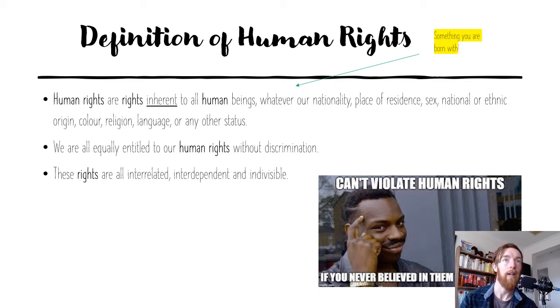Human rights are rights inherent to all human beings, whatever our nationality, place of residence, sex, national or ethnic origin, color, religion, language, or any other status. We're all equally entitled to our human rights without discrimination, and these rights are all interrelated, interdependent, and indivisible. So they can't be taken away, they can't be divided, they're specific to you. Basically, you can't do anything that infringes on someone else's human rights, and they can't do something that infringes upon yours, because that will lead to some legal issues occurring.